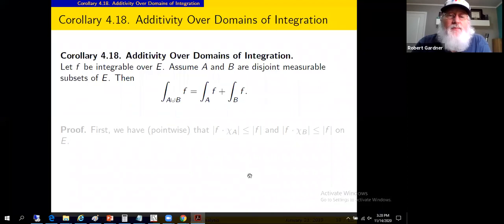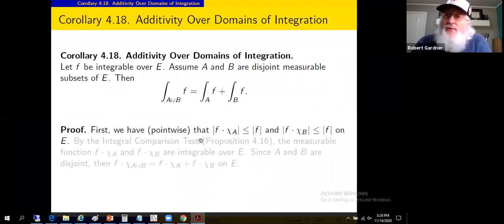Proof of that. All right, let's introduce characteristic functions, as we often did. If we take the absolute value of f times a characteristic function on set A, that's less than or equal to the absolute value of f. All the characteristic function does is on set A, it keeps the f values the same. Off set A, it makes this left-hand side 0, which is certainly less than or equal to the absolute value of f. And similarly, f times the characteristic function on B is less than or equal to the absolute value of f. All right.